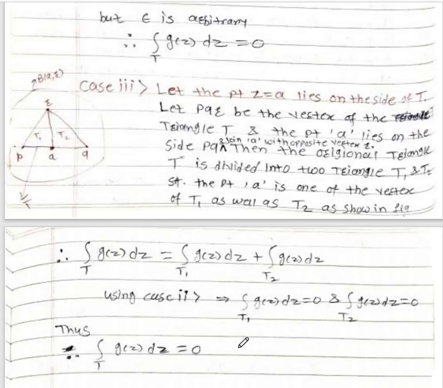Then T1 and T2 are such that point A is one of the vertices of T1 and T2, as shown in the figure. So this is the open disc whose triangle is T, PQR, and A is the midpoint of PQ. Then we join AR, and this triangle is divided into two parts, T1 and T2, where A is the midpoint of P and Q. In this way we can show the figure. So the triangle T is divided into two parts, that is, the integral over T of g of z dz equals the integral over T1 of g of z dz plus the integral over T2 of g of z dz.